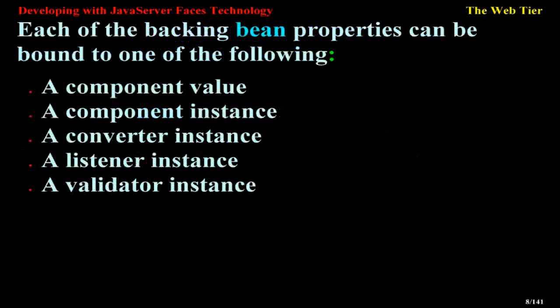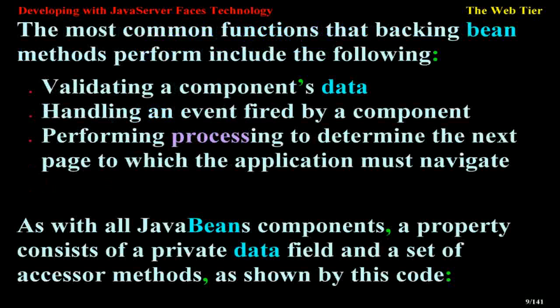Each of the backing bean properties can be bound to one of the following: a component value, a component instance, a converter instance, a listener instance, a validator instance. The most common functions that backing bean methods perform include the following: validating a component's data, handling an event fired by a component, performing processing to determine the next page to which the application must navigate.